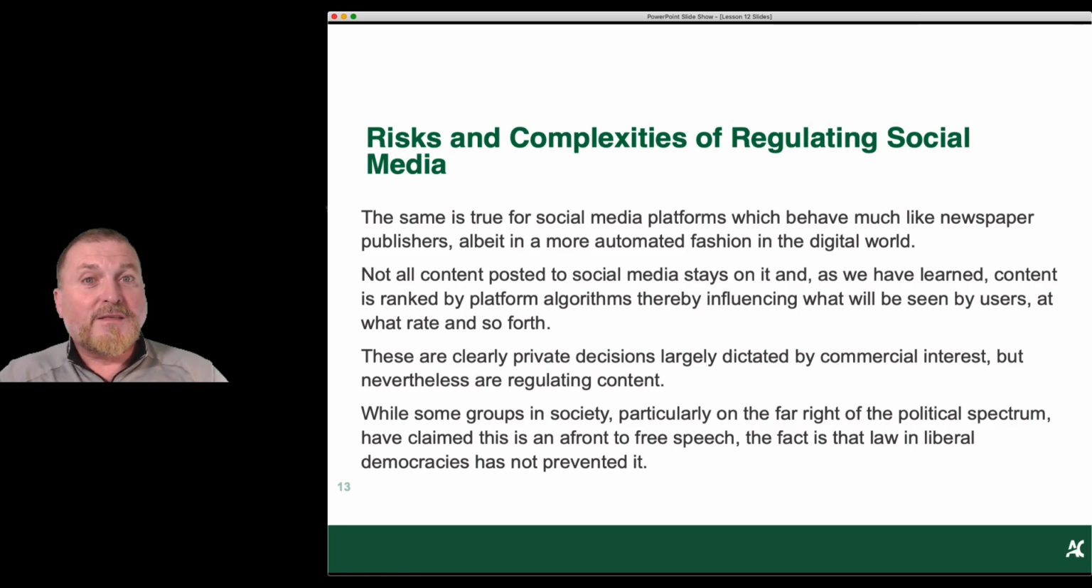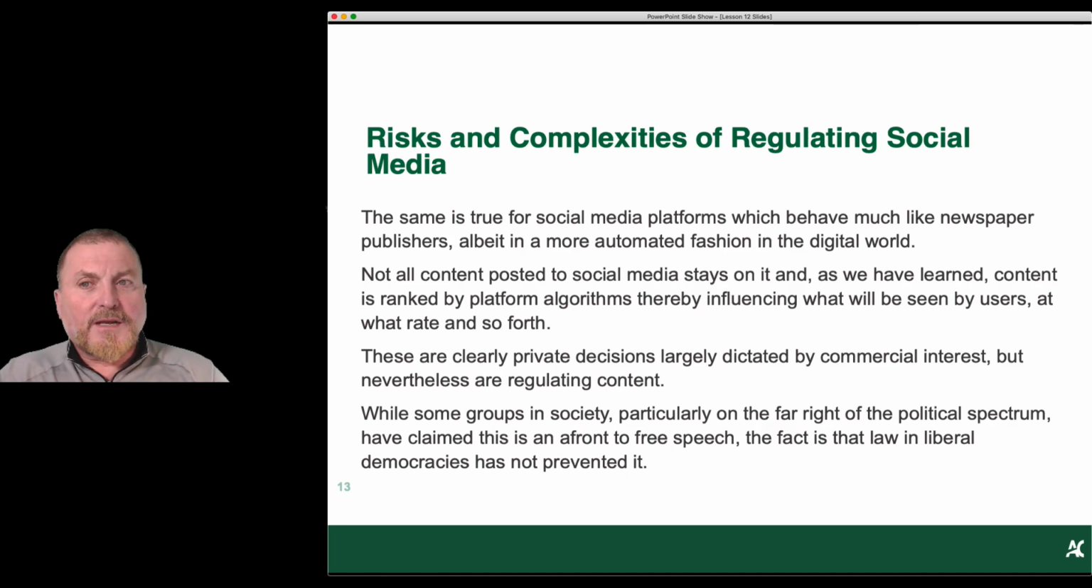Even despite you hear politicians talking about it being a wild west of information, actually, no, it's a highly controlled form of feeding information. And that's part of the problem, right, in terms of siloing and creating bubbles. Content is ranked by platform algorithms, thereby influencing what will be seen by users, at what rate, and so forth. There's no question about this, all right? These are clearly private decisions, largely dictated by commercial interests, but nevertheless are regulating content. The private companies are regulating content already, all right?